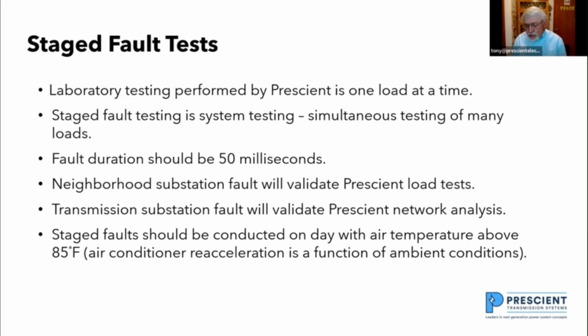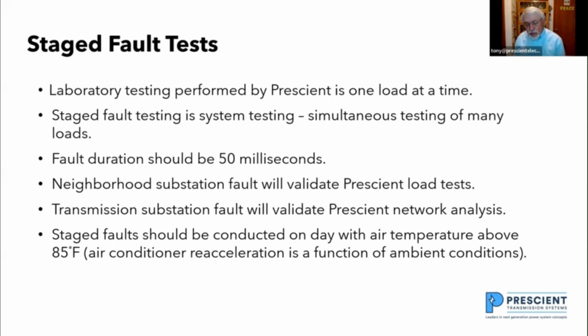If you do a transmission substation fault, that would validate our network analysis. One of the concerns we have with putting faults on a transmission substation is we'd like to do it at a substation under 100 kV. So we're thinking you would do a test like that at 69 kV.